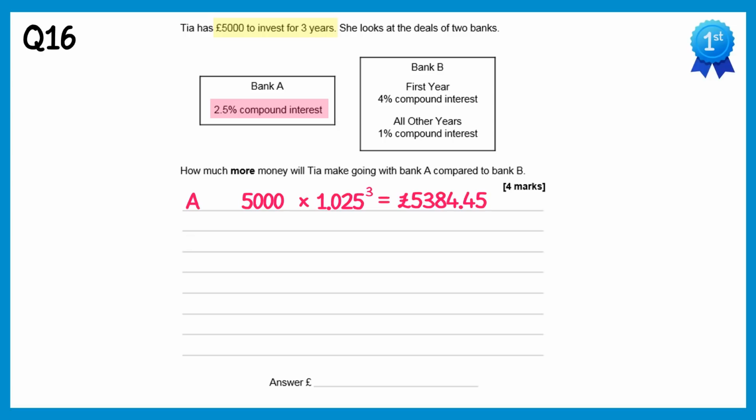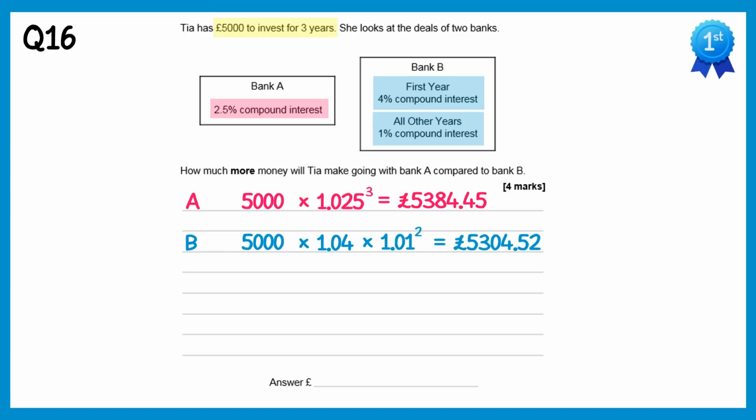Now let's look at Bank B. There's still £5,000 to invest, but in Bank B the first year's rate is 4%, so we multiply by 1.04, but all of the other years are 1%, so we'll multiply by 1.01 for each of those years. Now there's 2 years for that, because we've already used 1 year at 4% and there's 3 years in total, so we'll do that to the power 2. If you type this into your calculator, you'll get this as the answer.